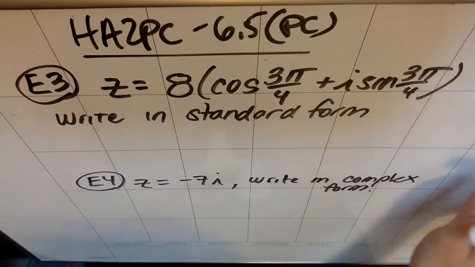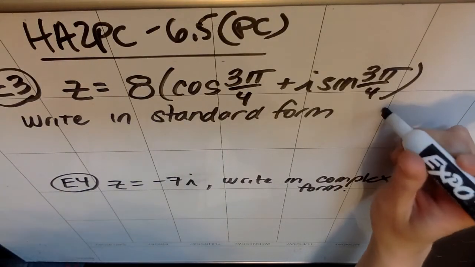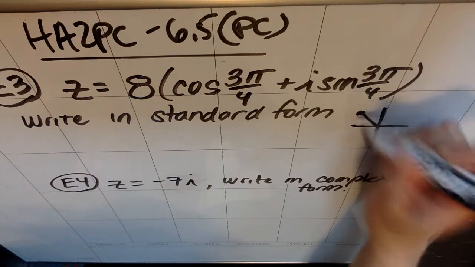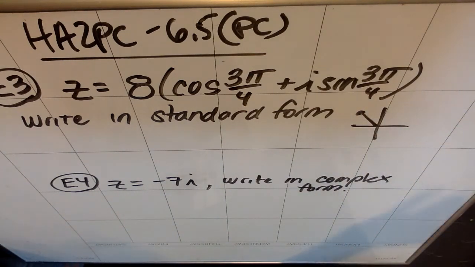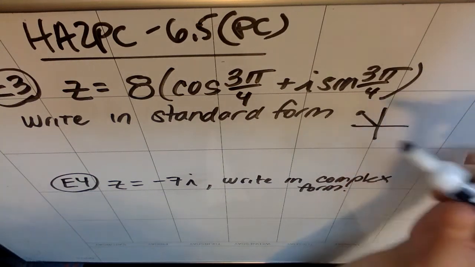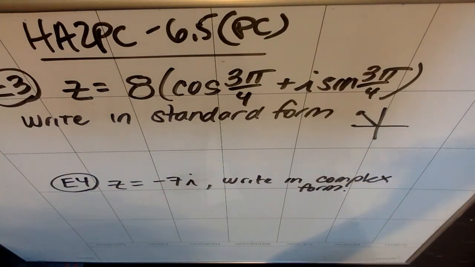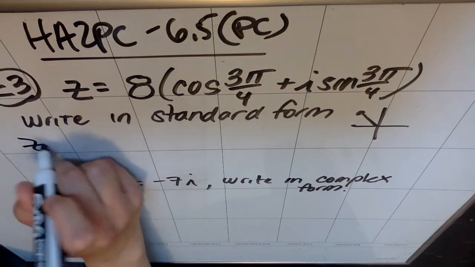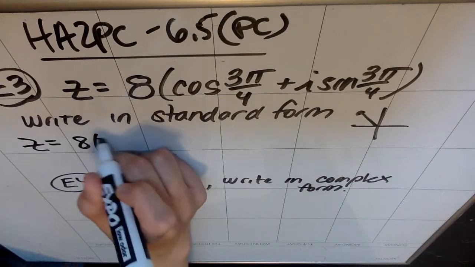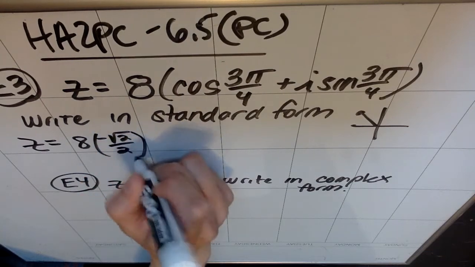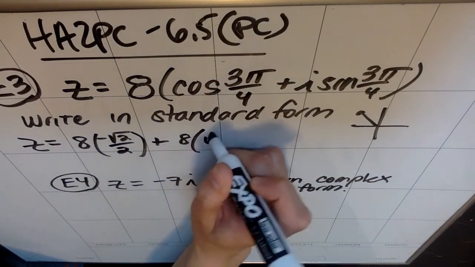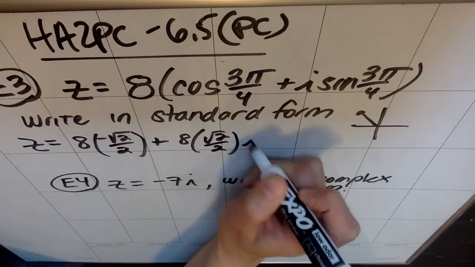So if I just inch this over a little bit, 3 pi over 4 lives right here. So all the pi over 4s are root 2 over 2s for both coordinates. It's just because I'm in quadrant 2, I'm going to have a negative x coordinate, negative root 2 over 2, and a positive y coordinate, positive root 2 over 2. So my z is going to end up being 8 times a negative root 2 over 2 plus an 8 times a positive root 2 over 2 times this i.